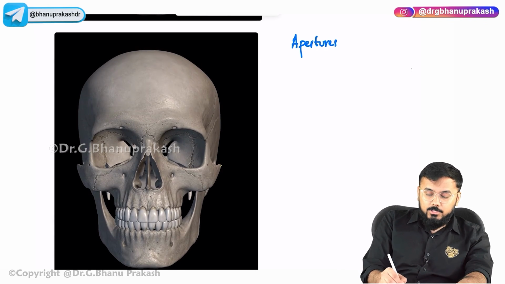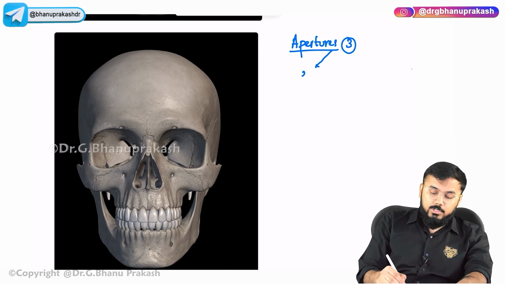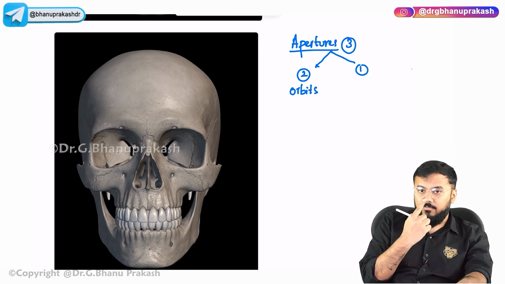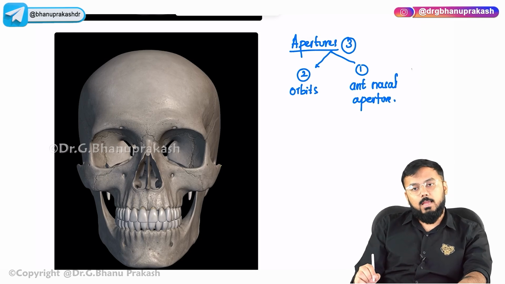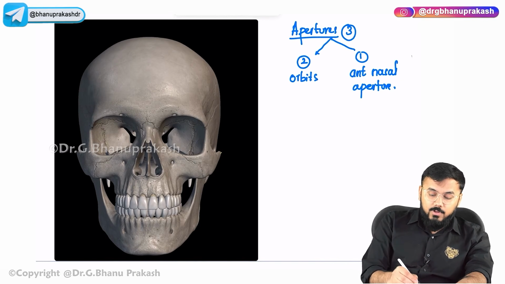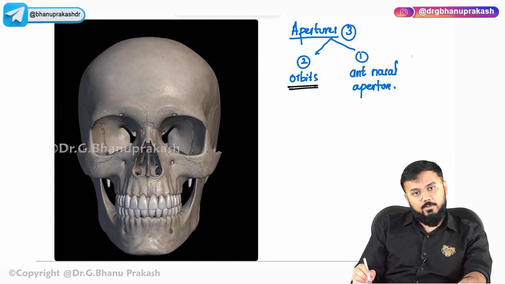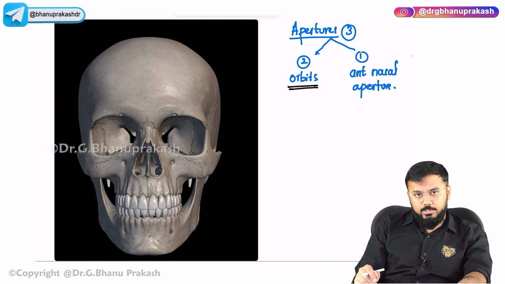Okay, so what you have to write here, how many apertures are there here? Basically we have got three apertures. What are those three apertures? Two apertures are for orbits, and one aperture is present in the front. This is called as anterior nasal aperture, the aperture of the nose. So in this way there are apertures over here. Next, let us first discuss about the orbits, later we will discuss about the anterior nasal aperture.